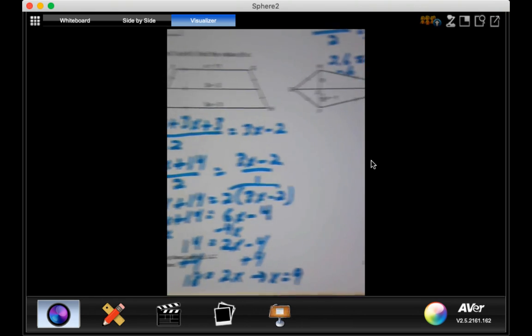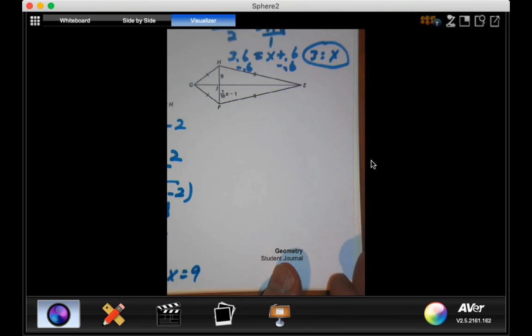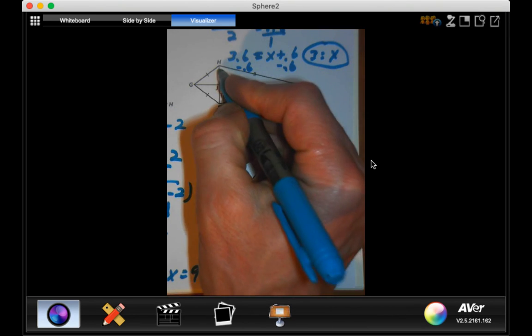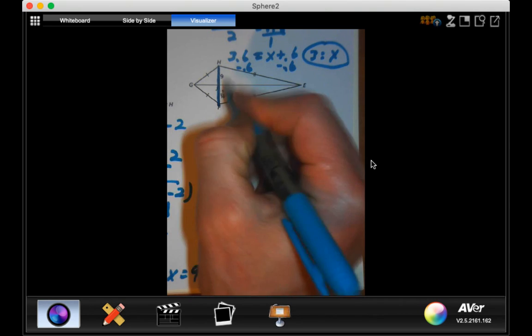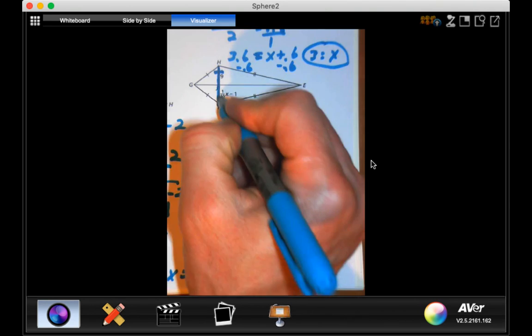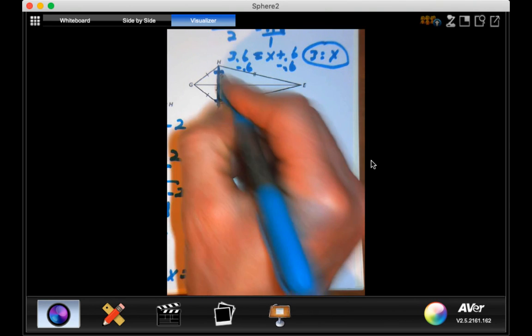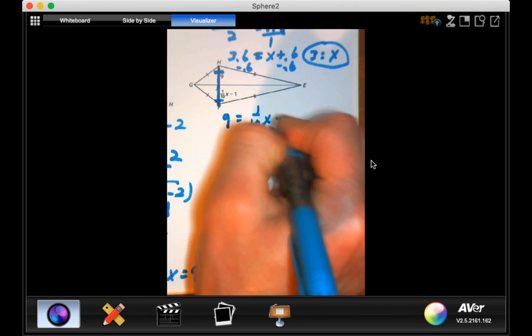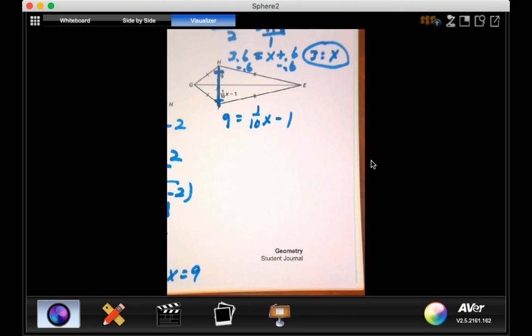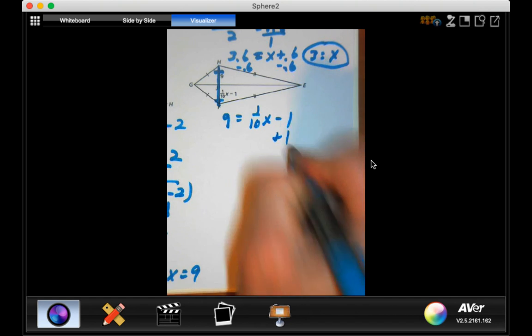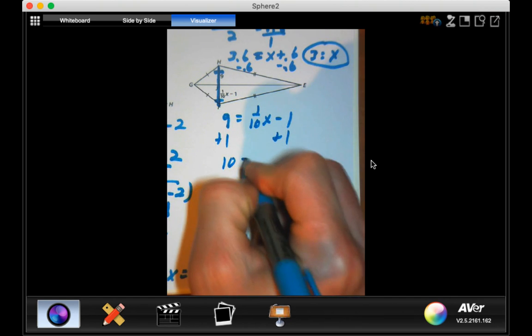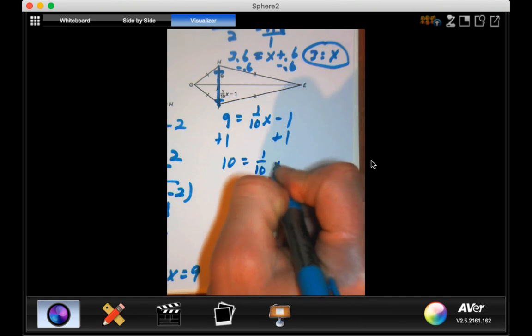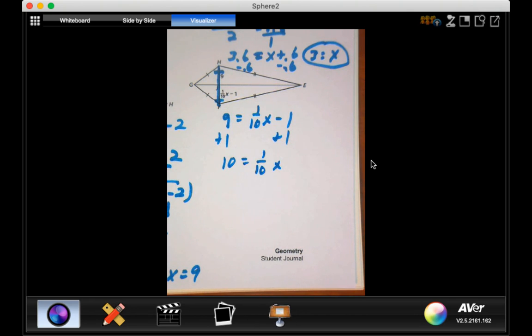The last question is over here on this kite. And it looks like this diagonal here is going to be cut equally into 2 parts, where this is equal to this. So those two lengths will be the same. So 9 equals 1/10 x minus 1, because that diagonal is cut in half, or bisected. We're going to add 1 to both sides. 10 equals 1/10 x.